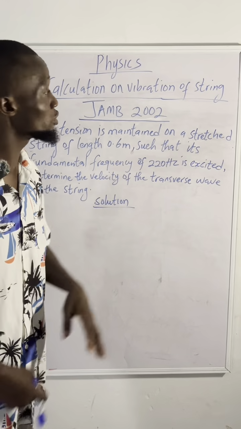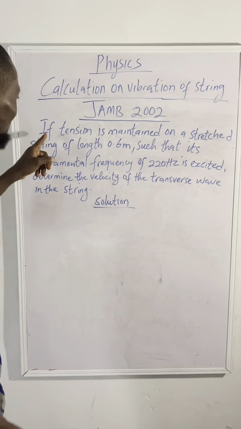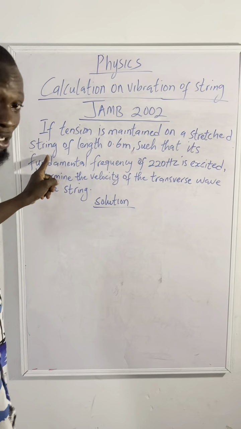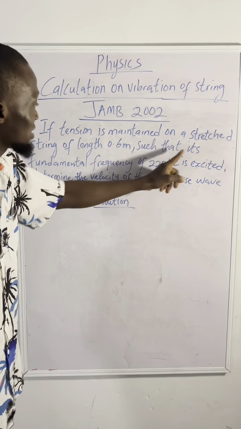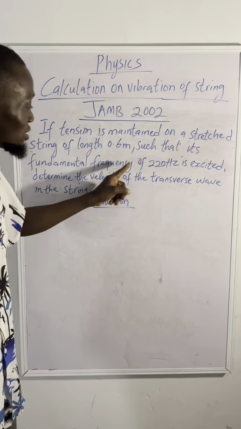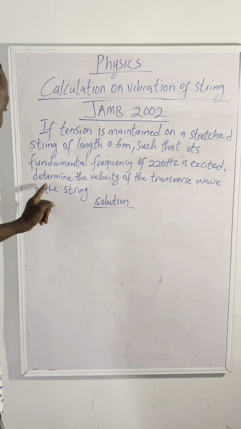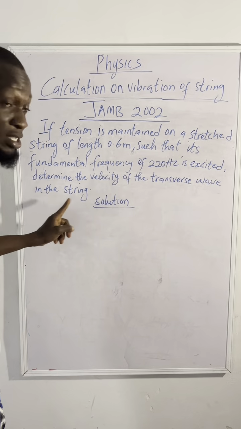Calculation on vibration of string. Let's solve this question on vibration of string. If tension is maintained on a stretched string of length 0.6 meter such that its fundamental frequency of 220 Hz is excited, determine the velocity of the transverse wave in the string.